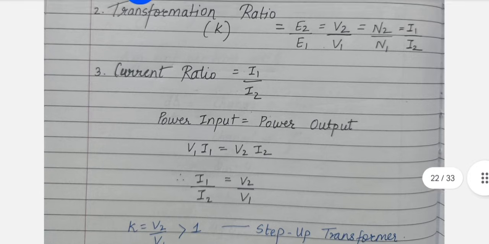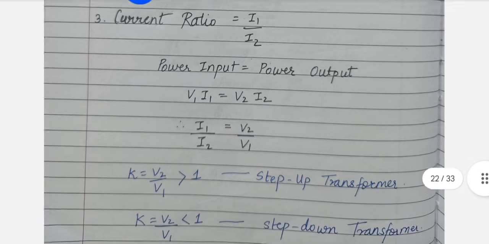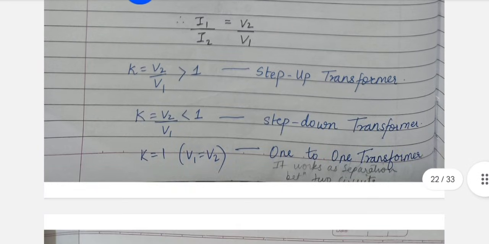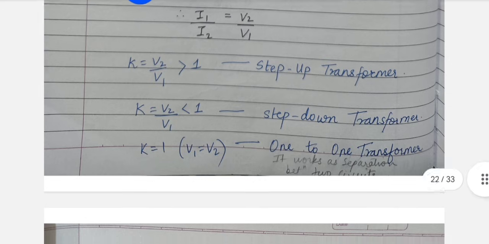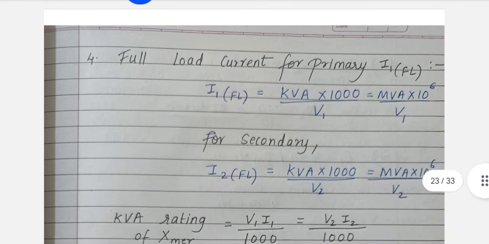Remember the current ratio is I1 upon I2, and we all know what is there for a step up transformer. When K, that is V2 by V1, is greater than 1, then it is a step up transformer. When V2 by V1 is less than 1, it is a step down transformer, and when both are the same, it is a 1 to 1 transformer.